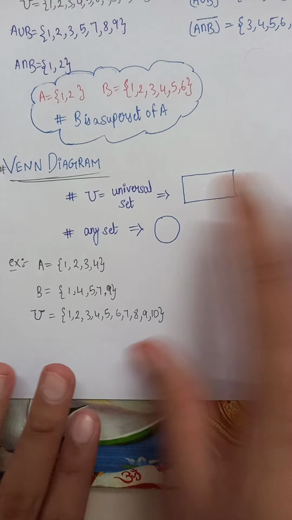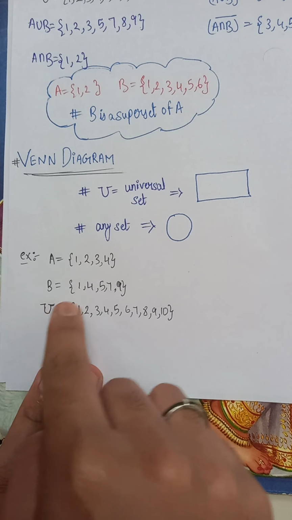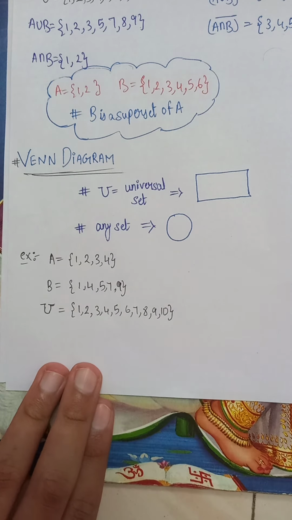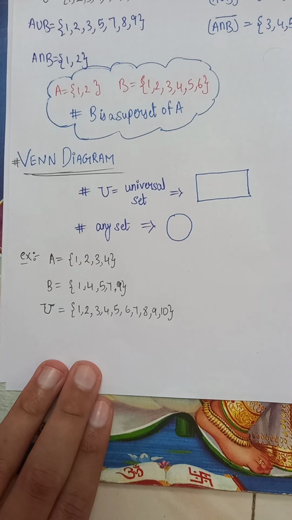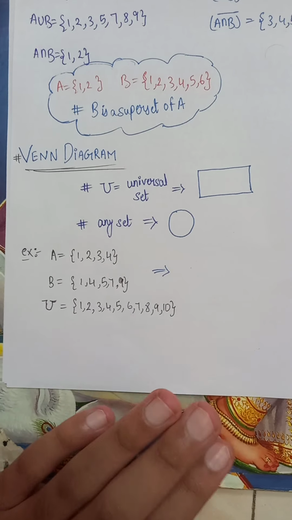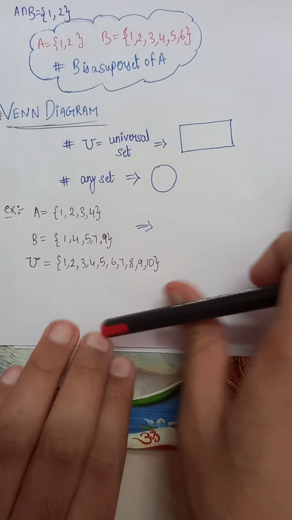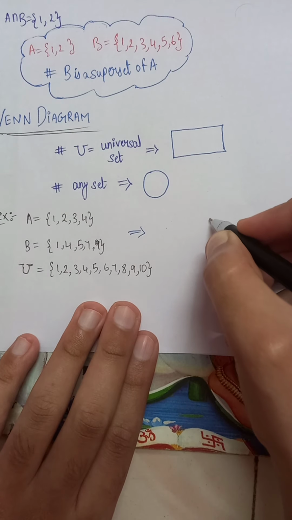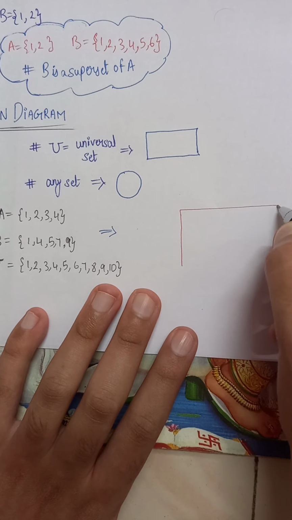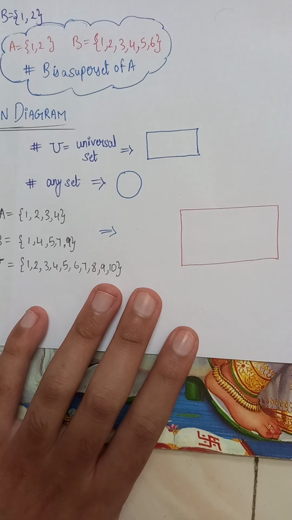So this is the example. Set A is equal to 1, 2, 3, 4. Set B is equal to 1, 4, 5, 7, 9, and this is the universal set. How do you represent this on a Venn diagram? We've got a universal set, so according to the universal set, you should represent this as a rectangle. So first we draw a rectangle. This is the universal set.